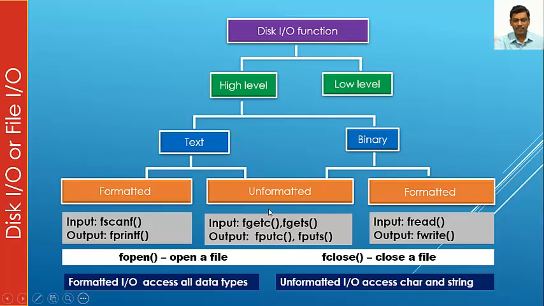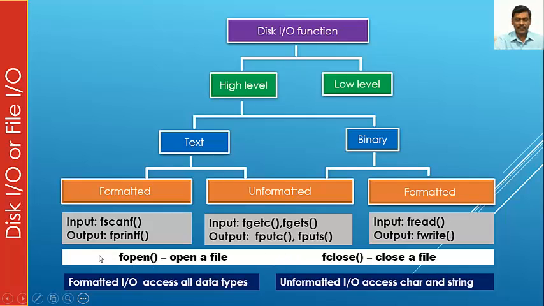What is the difference between getc and fgetc? Getc is a macro name. Fgetc is a function name. Putc is a macro name. Fputc is a function name. But getc, fgetc, putc, fputc all work equally. Fgets gets a string from file, fputs writes a string to file.